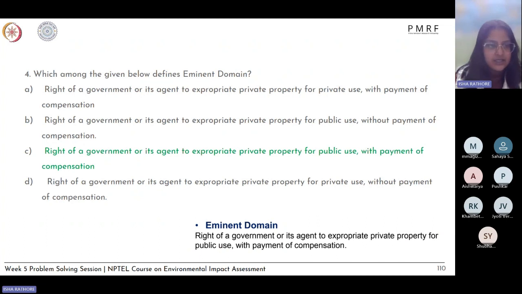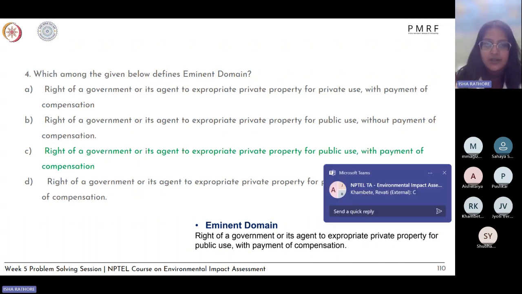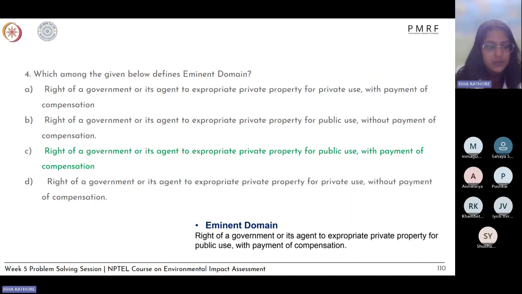Okay, so B is... eminent domain is the right of a government or its agent to expropriate private property for public use, but they have to do that with payment of compensation. So again, key terms here are the use, that is public or private use, and with or without payment. So the government can acquire private property for public use, but they still have to pay the compensation for it. So C is the correct answer.